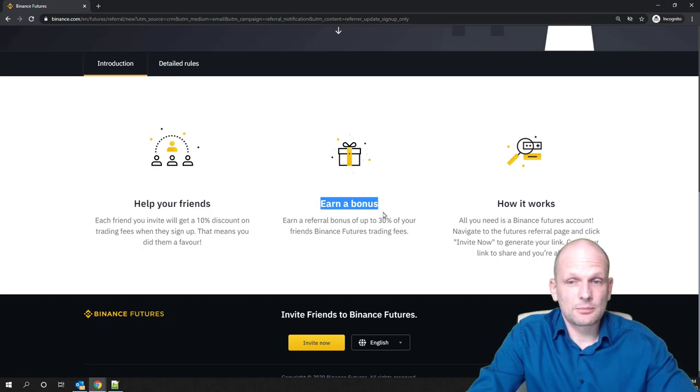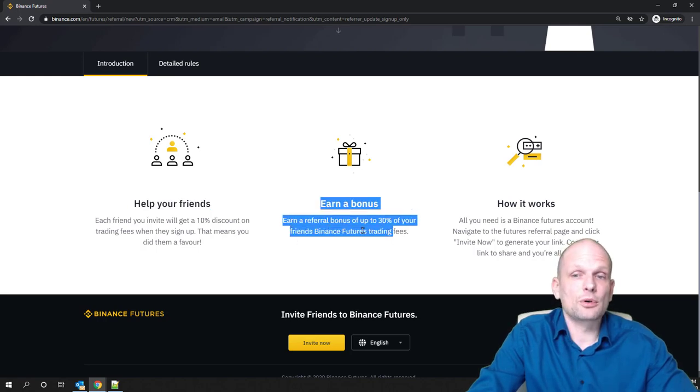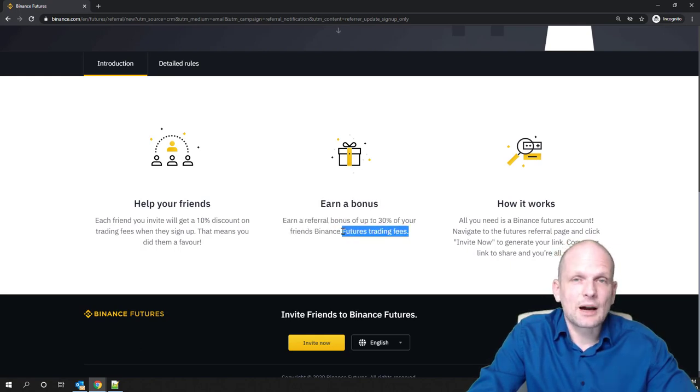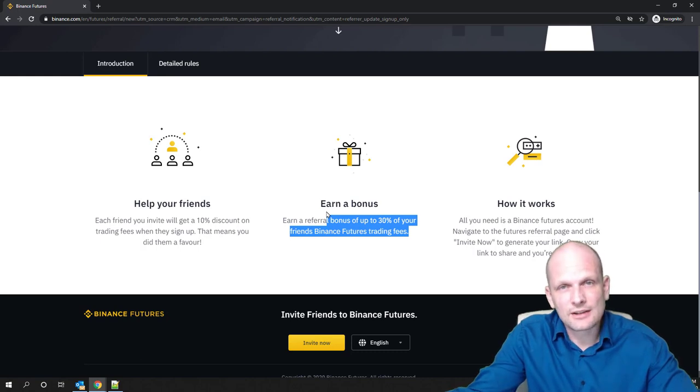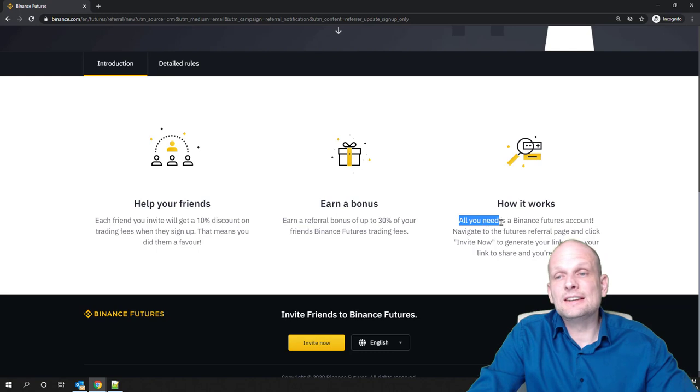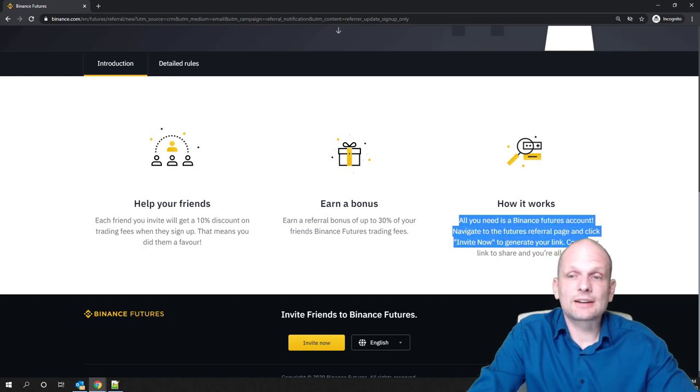And here is the earn bonus. You earn a referral bonus of up to 30% of your friends' Binance futures trading fees. So you are earning up to 30% from the trading fees of the people you invite. And how it works: all you need is a Binance futures account, navigate to the futures referral page, click invite now and generate your link.